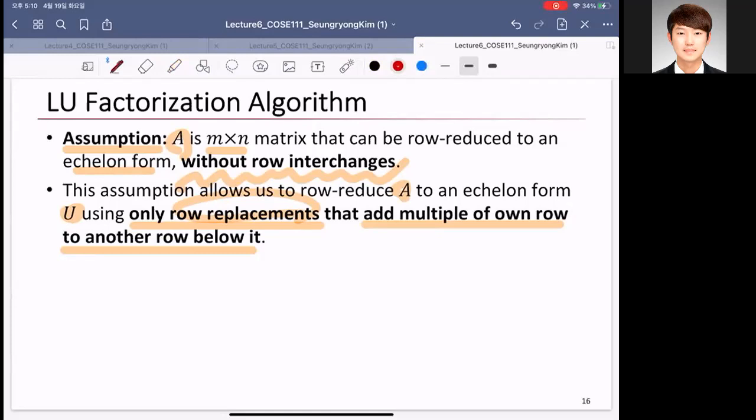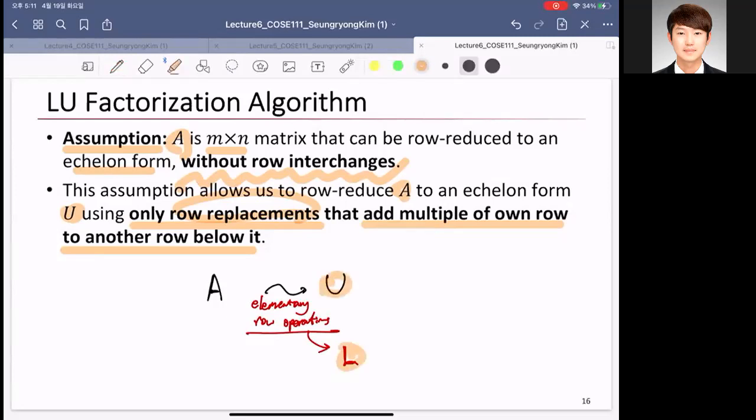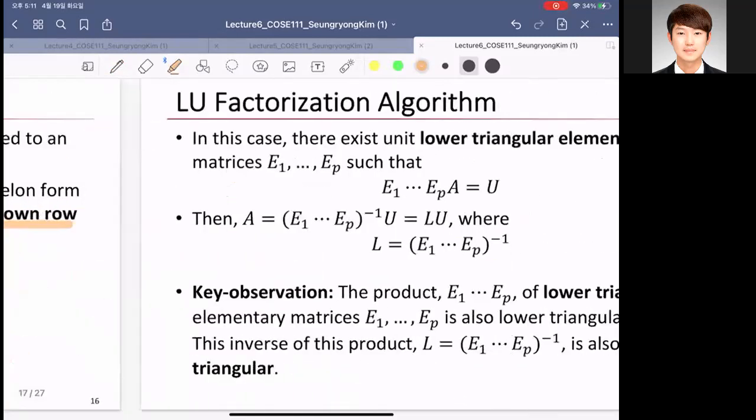So in other words, if you have matrix A, and we already know matrix A can be row reduced to the echelon form, then there are several kinds of elementary row operations, especially row interchanges. Then this one can build matrix L. That is our target, right? Then by using this one and this one, A can be factorized by L and U. Okay.